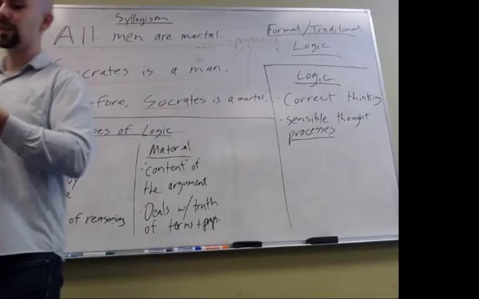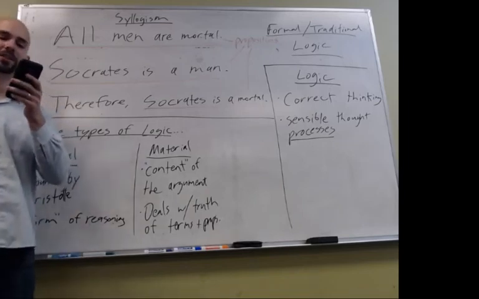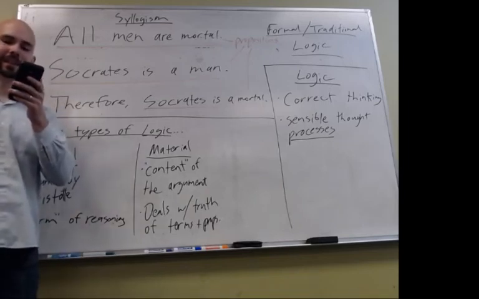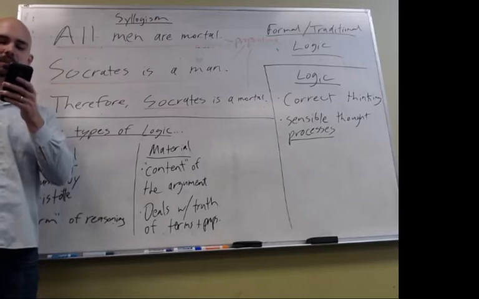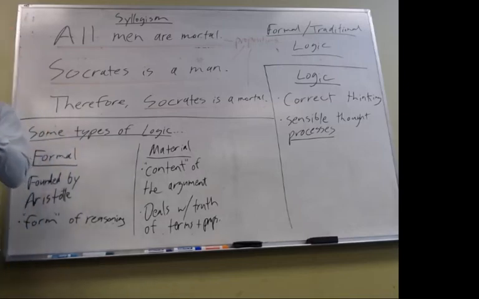But some other types of logic, just so you know. There's symbolic logic, which was formed by another Greek philosopher who was around not too long after Aristotle. There's also induction, which John Stuart Mill developed in the 19th century. There's different types of more modern mathematical logic that have been created by different philosophers. But formal logic is what we're doing in this class.